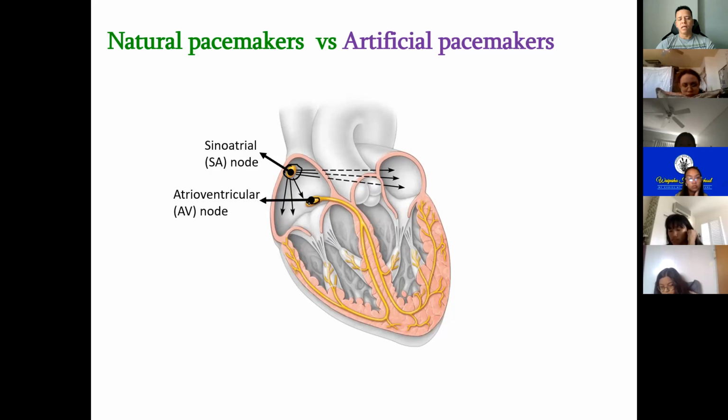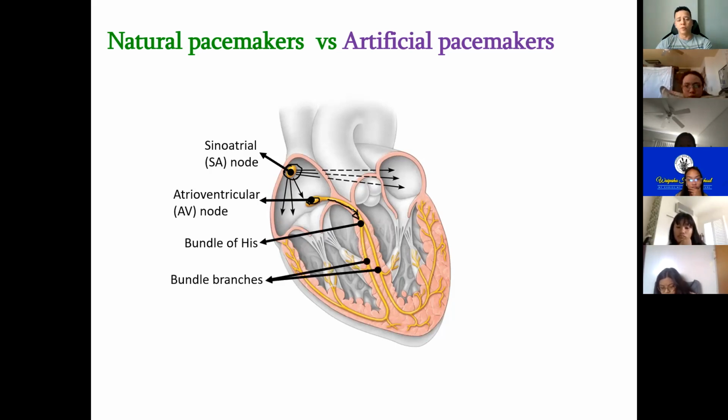This AV node now is going to take that action potential and propagate it through a series of nerves that are embedded in the walls of the ventricles. Okay, so it's going to start right here in the interventricular septum through what we call the bundle of His. And then this bundle of His is going to split into two sections. These sections are what we call the bundle branches. So we have the left bundle branch and the right bundle branch.